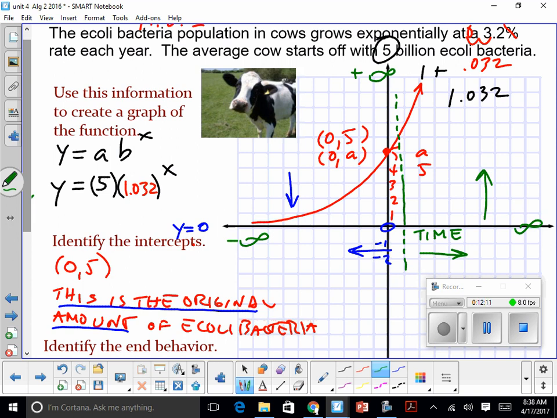So in this case, now on all the problems, time is going to be the x. But this one will change sometimes. It's money. In this case, what is it that we're measuring? The original amount of E. coli bacteria. Let's see if I can write that. E. coli bacteria.